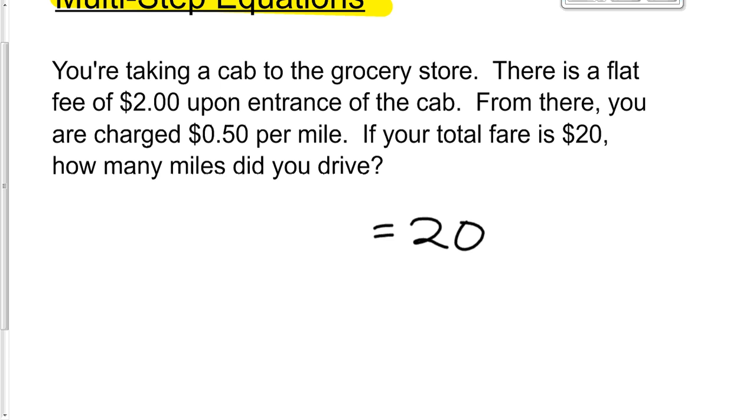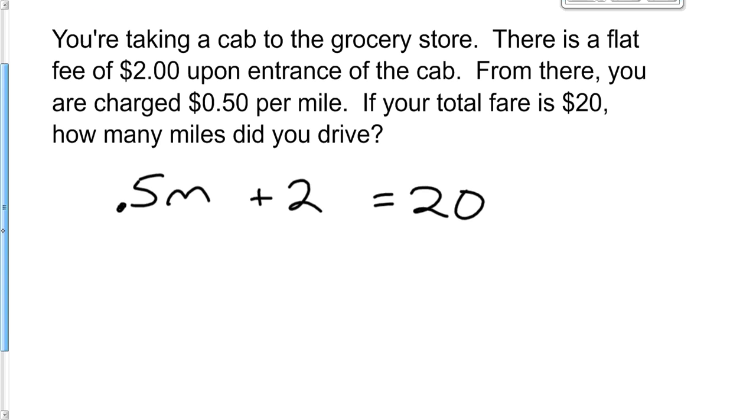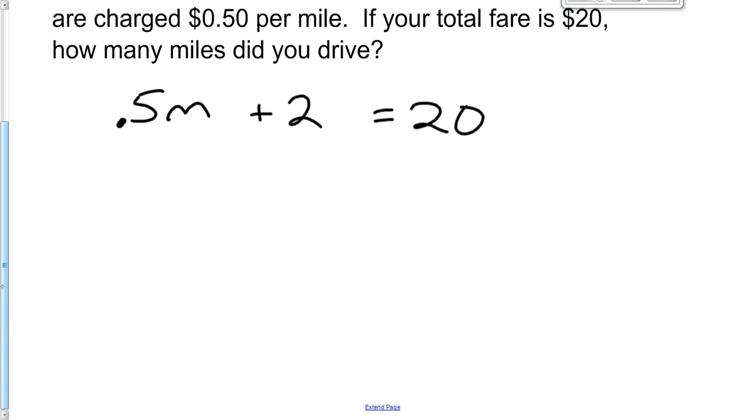total, and that we are charged $2 upon entering the vehicle. I'm just going to write that as 2, and we are charged 50 cents per mile. So 0.5m, and we can go ahead and solve for m. And what we're going to do to solve for m is the same thing we did for one-step equations, except we're going to follow a couple different steps here. So remember, whatever we do to one side of the equation, we're going to do to the other.